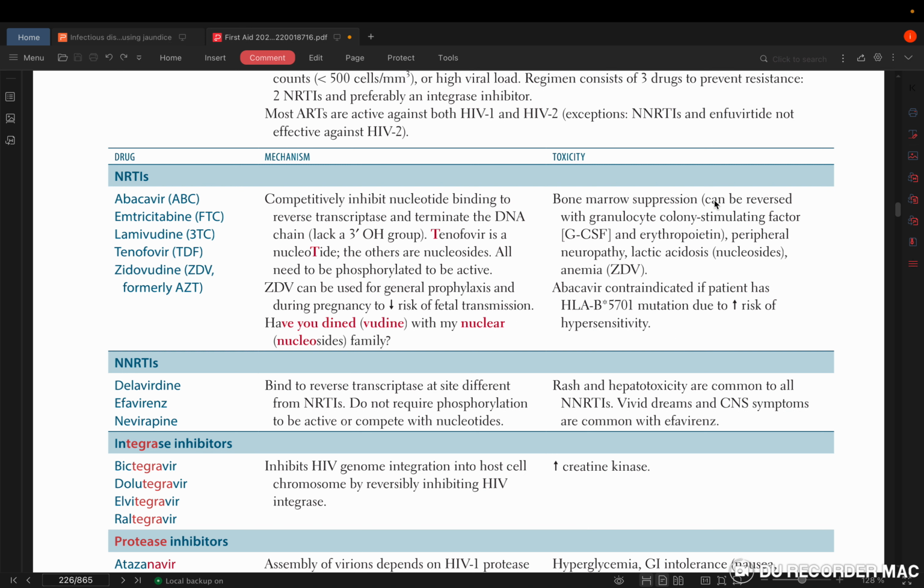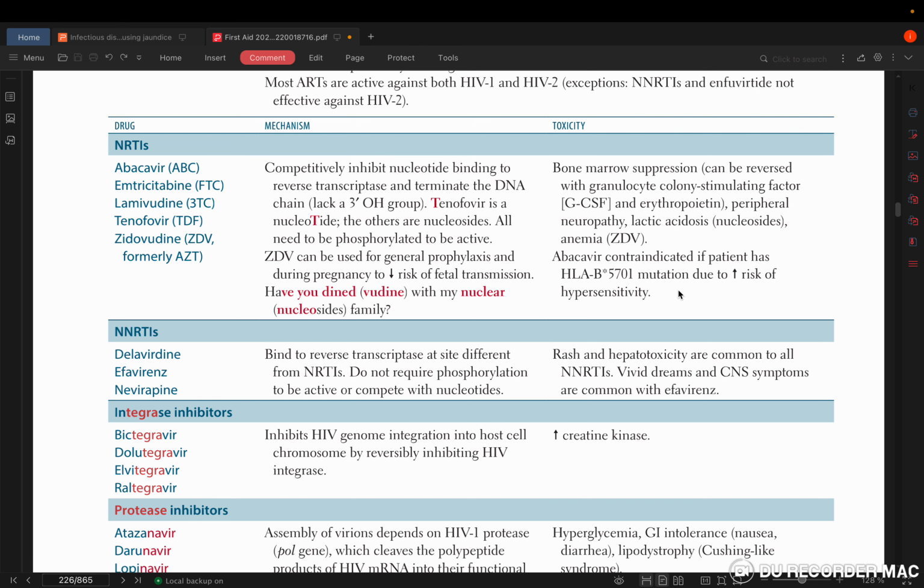Okay, bone marrow suppression with this drug can be reversed if you give granulocyte colony stimulating factor, which is for neutrophils, and erythropoietin. Peripheral neuropathy can occur with this patient, and lactic acidosis, especially with the nucleosides. So everything except tenofovir, and anemia like with zidovudine.